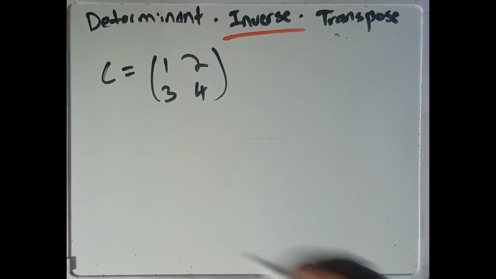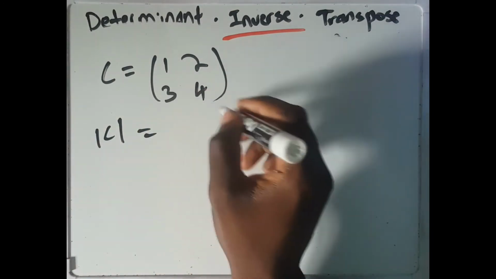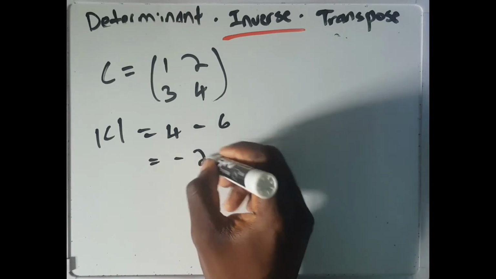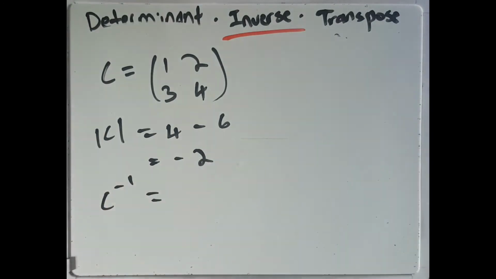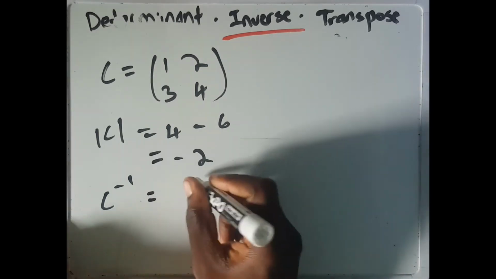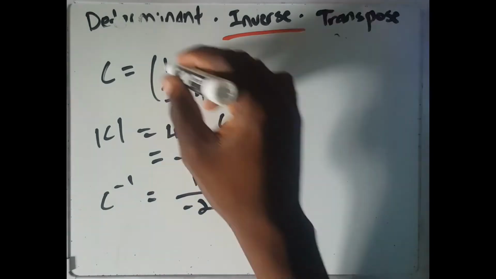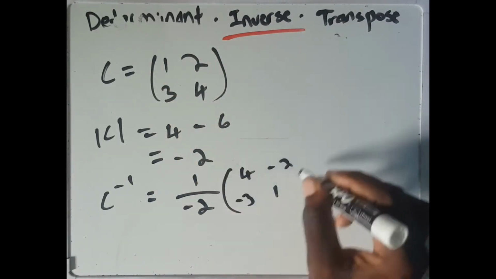You first have to find the determinant. The determinant of C would be equal to 4 minus 3 times 2, 6, which gives me negative 2. So the inverse of C would now be equal to 1 over the determinant, which is minus 2, times, I switch my 4 and my 1, and I negate these.